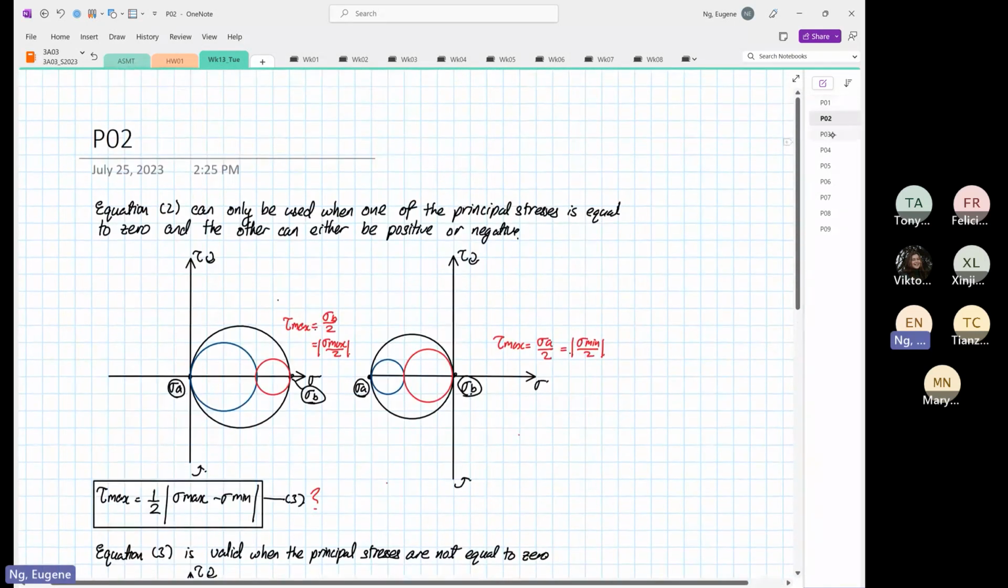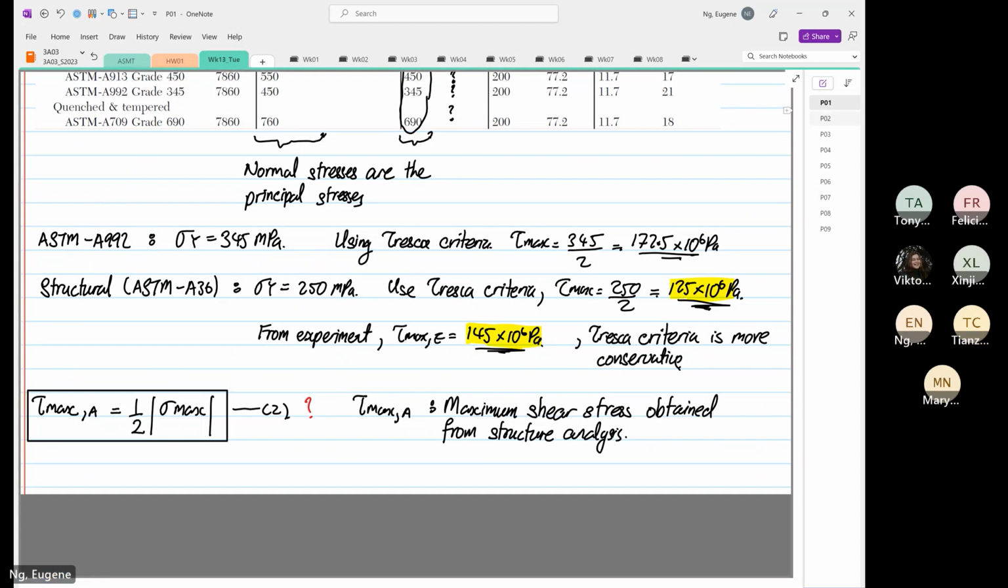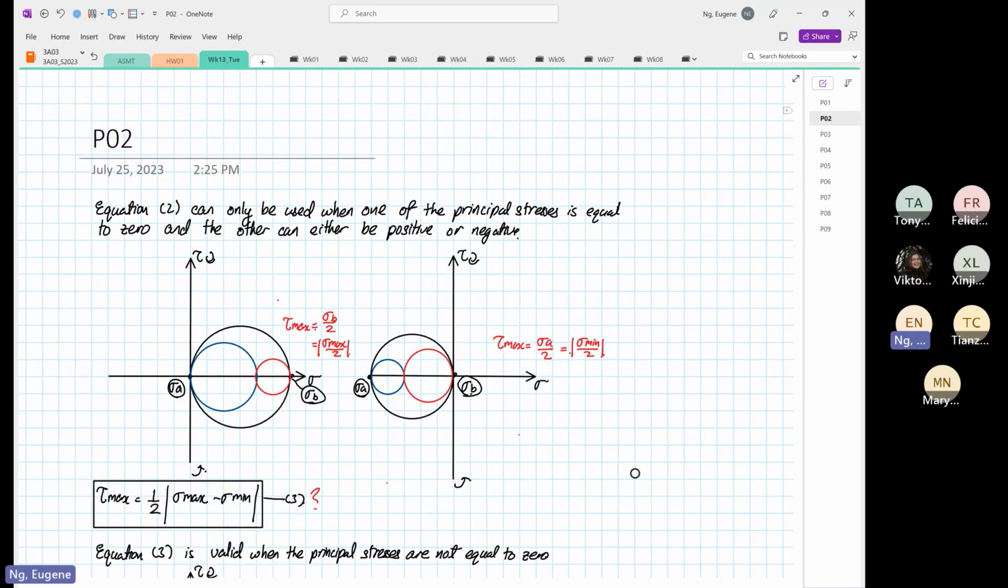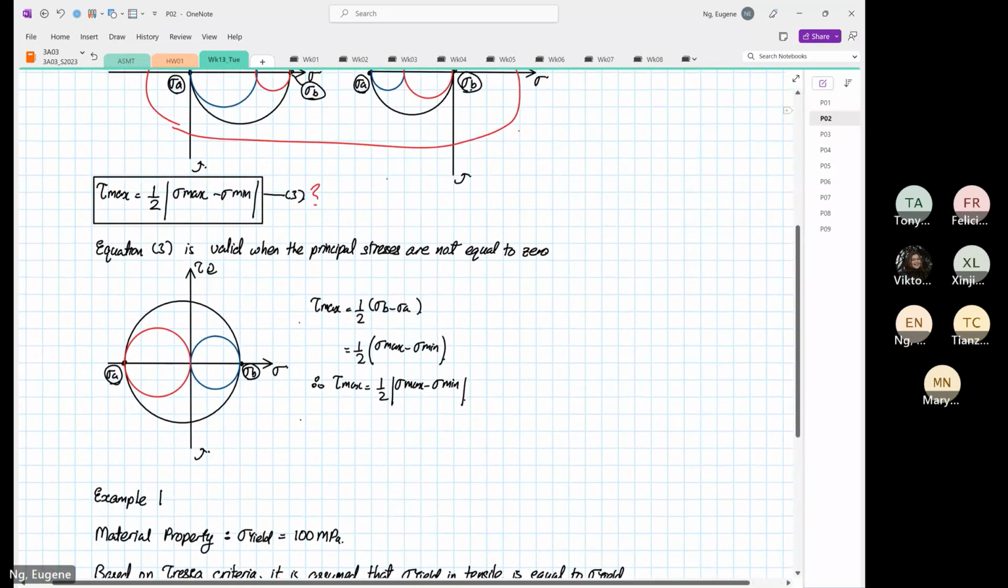Can we use equation number 1, or just focus on equation number 2? Now we don't know yet. So now we have to sketch the Mohr circle to see whether our Mohr circle appears like this in 3D, or appears like this in 3D. Okay, so now we sketch.